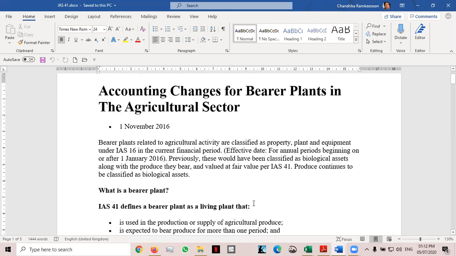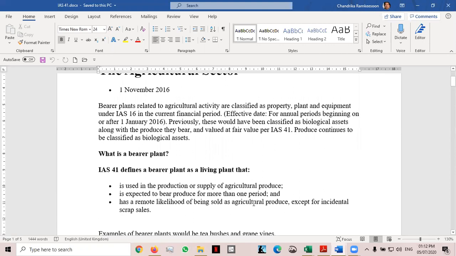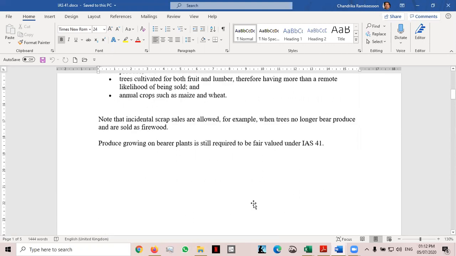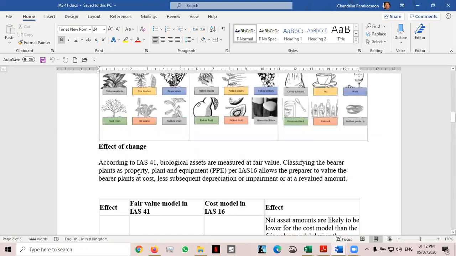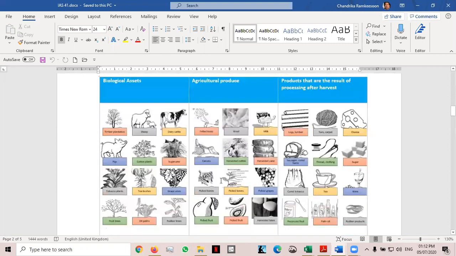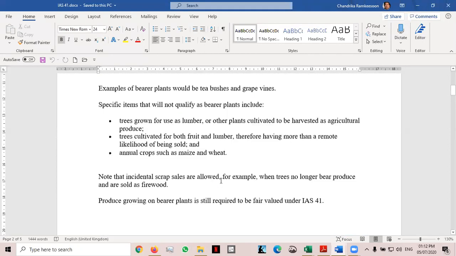So it's accounting for changes for bearer plants in the agricultural sector. And although it's stated here, bearer plant, hang on a sec. What you realize is that it also deals with other types of assets as well, not just plants, but indeed animals and so forth as well. And this is indeed what makes it so interesting.